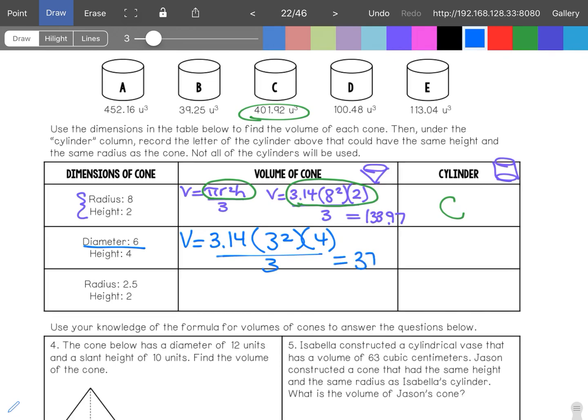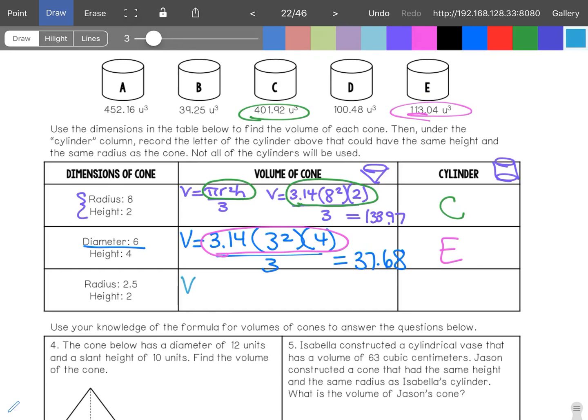You should get 37.68. But then to find the cylinder, that was before we divided it by 3. If we look at just that part, you'll get the 113.04, which is this one, letter E.